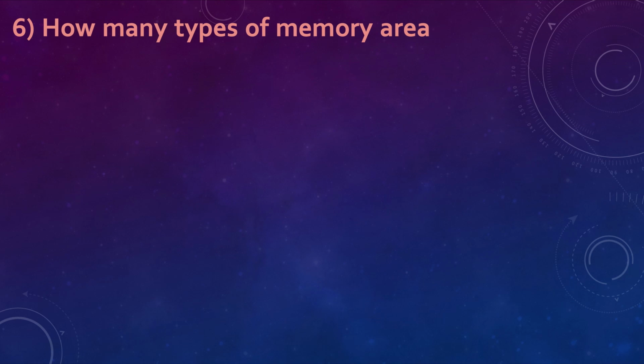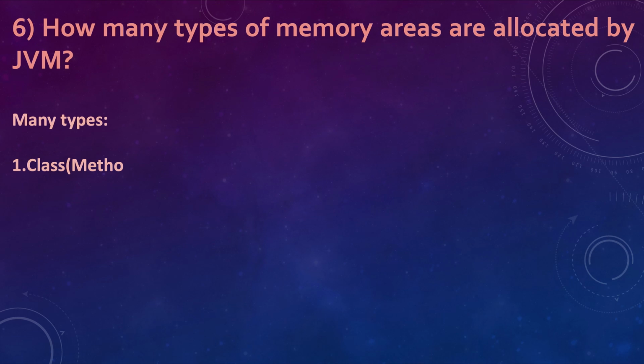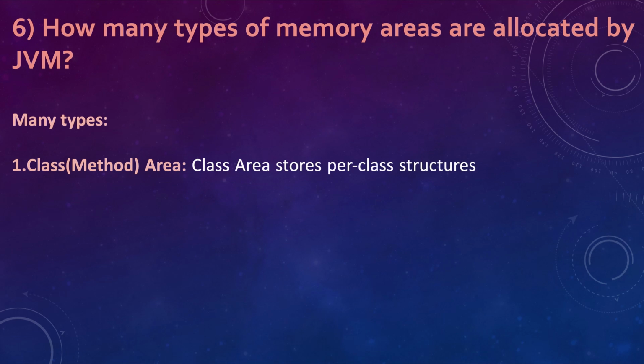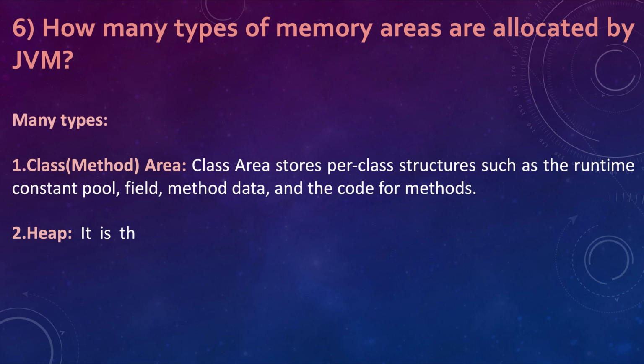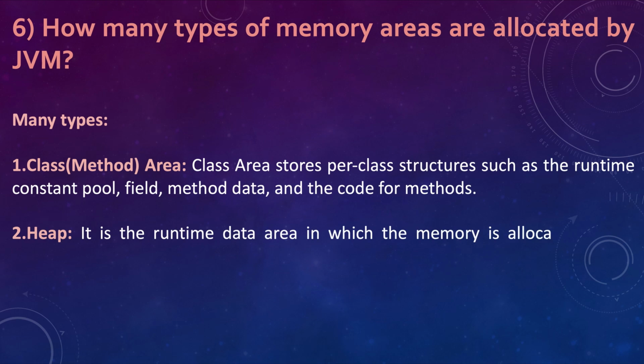How many types of memory areas are allocated by JVM? Many types. Class area stores per class structures such as the runtime constant pool, field, method data, and the code for methods. Heap is the runtime data area in which the memory is allocated to the objects.